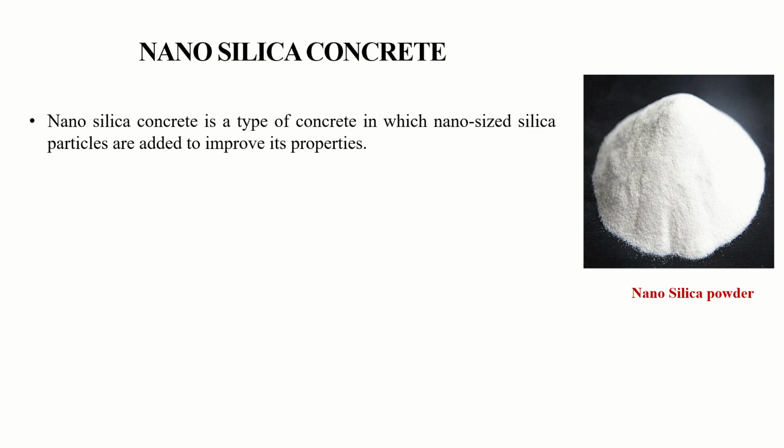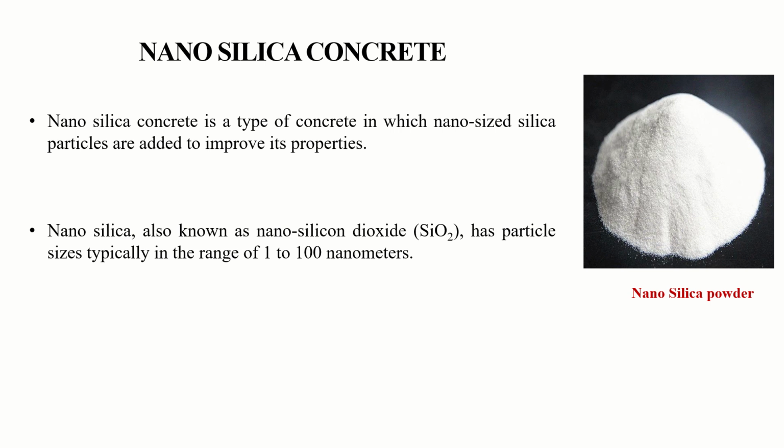So basically what is nanosilica concrete? It is concrete in which nano sized silica particles are added to enhance the properties of concrete. So what are nano silica particles? Nano sized silica particles are those where the silica, that is silicon dioxide, particle size is typically in the range of 1 to 100 nanometers. So that small size of silica particles is there.